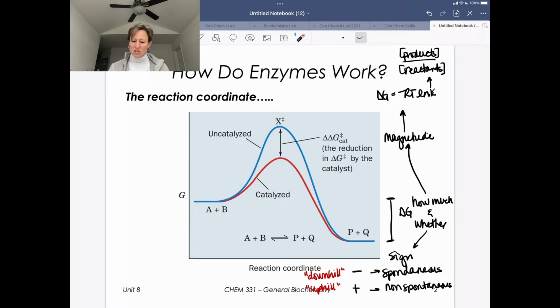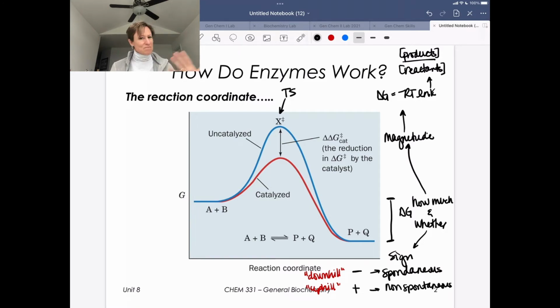Okay, so delta G is only one part of the picture of information that we get from our reaction coordinate. The other one is delta G double dagger. And to think about delta G double dagger, we have to make sure that we identify some important pieces on our reaction coordinate. And that is this important piece at the top of our hill, which is our transition state. In this case, the transition state for the uncatalyzed reaction is different than the transition state from the catalyzed reaction.